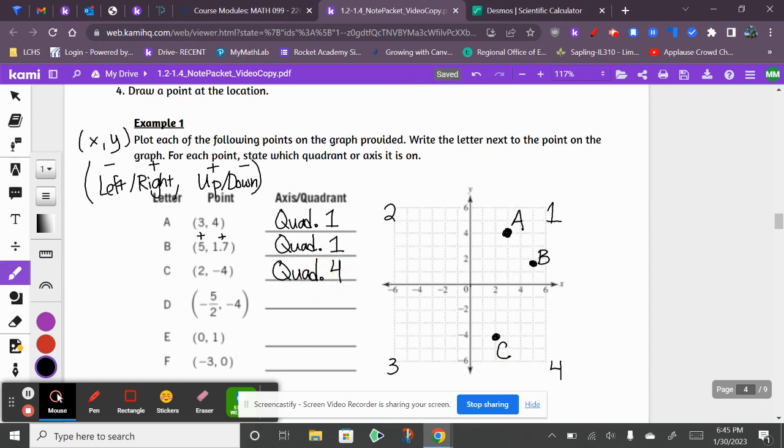For D, you might be thinking, oh, this one's a lot trickier because it has a fraction in it. Remember that the easiest way to address a fraction is just to divide. So take -5 divided by 2, so you get -2.5. So that is where I'm going to go for the D point. I'm going to go -2.5, and then it's -4, so I'm going to go down 4. So that's point D, and that is in quadrant 3.